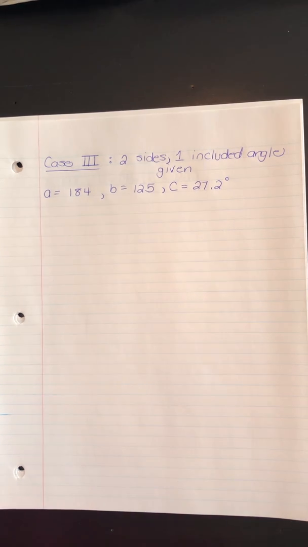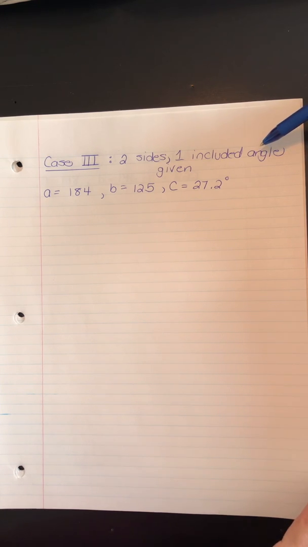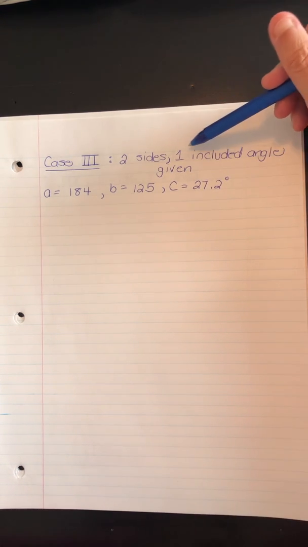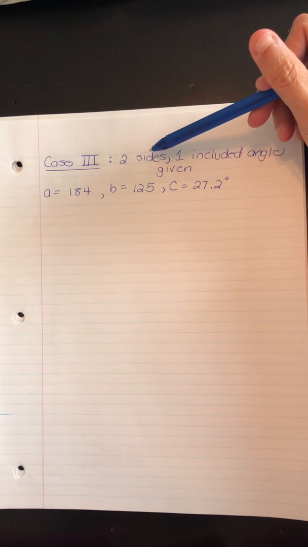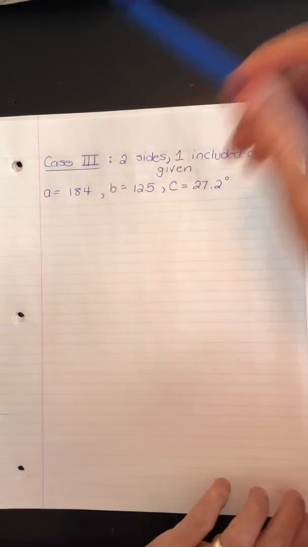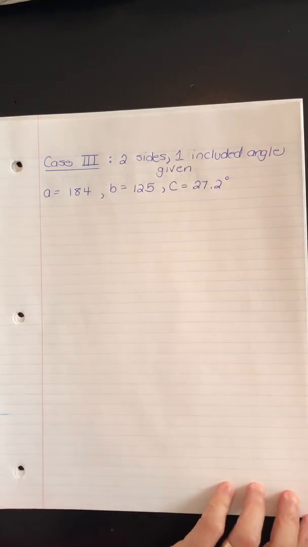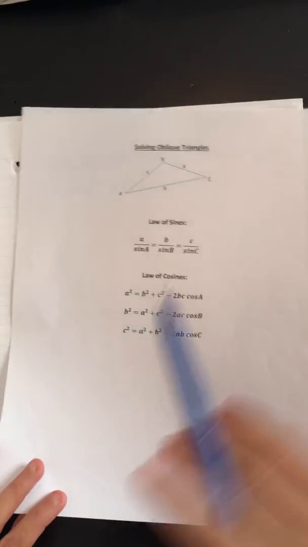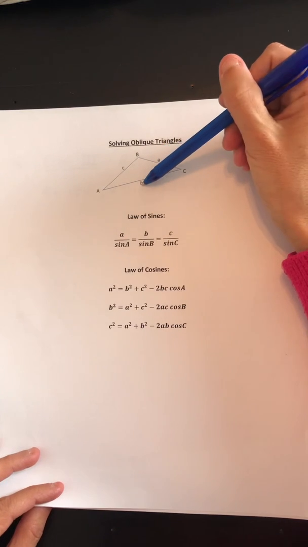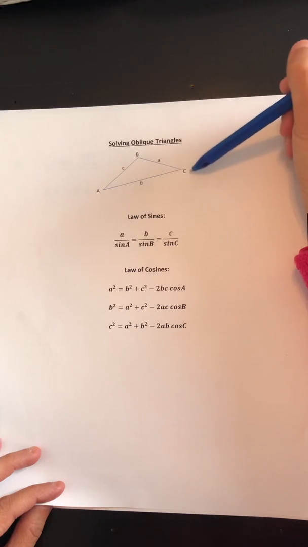Here's case 3. This is when you're given two sides and their included angle. The included angle means the angle between the two sides. And because it's between the two sides and not opposite either side, it will have a different letter name. Like this one, side A, side B, angle C. Okay, so I'm just going to show you the picture. Side A, side B. See, angle C is between them. It's called the included angle.